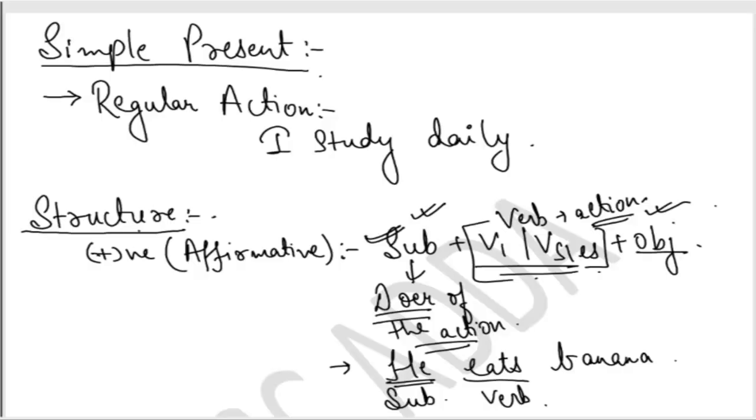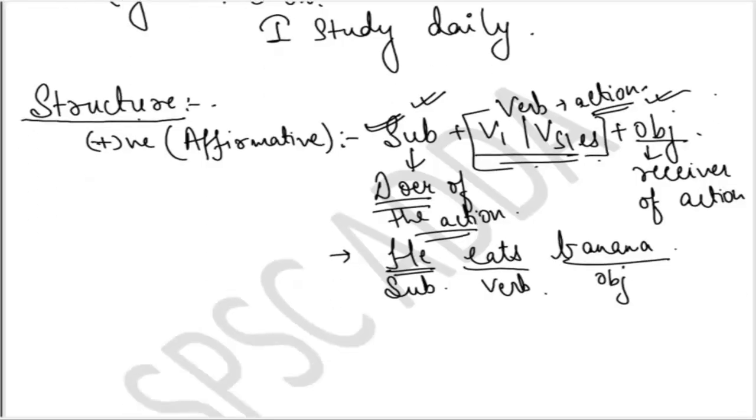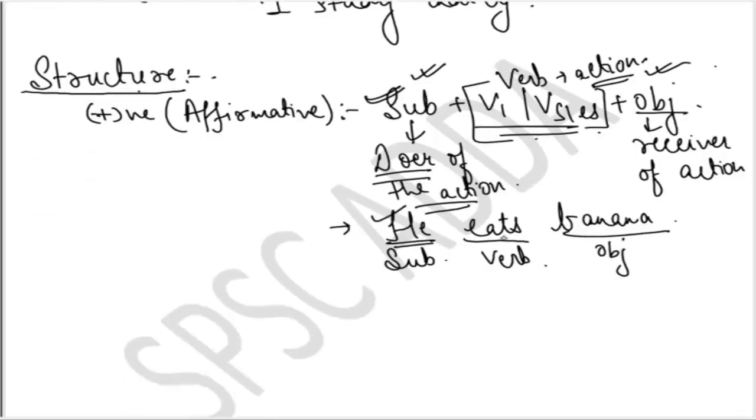And object is called the receiver of the action. What is being eaten here? Banana. So obviously banana is the object. So subject is called the doer of the action. Whatever action is done, that is the verb. And whoever is receiving that action is called the object. Am I clear with subject and object? Shall I take one or two more examples? Yes, ma'am. Some more examples.